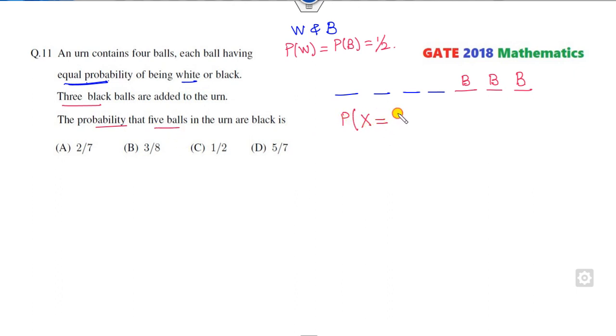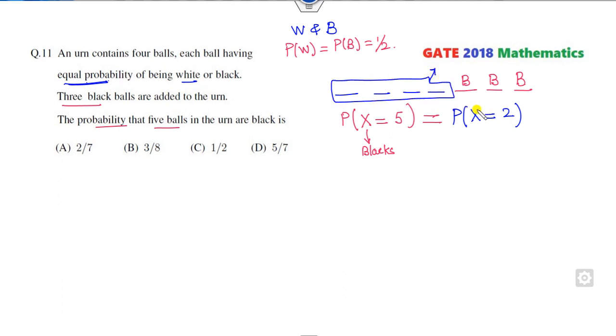So if you have added 3 black balls, then the probability that all 5 balls are black. If I consider x as the number of black balls, what is the probability of that? Now you have to find 5 black balls. Out of these 5, 3 are already known to us. So basically you are trying to find the probability of x equals 2 out of these 4 balls. Fine.